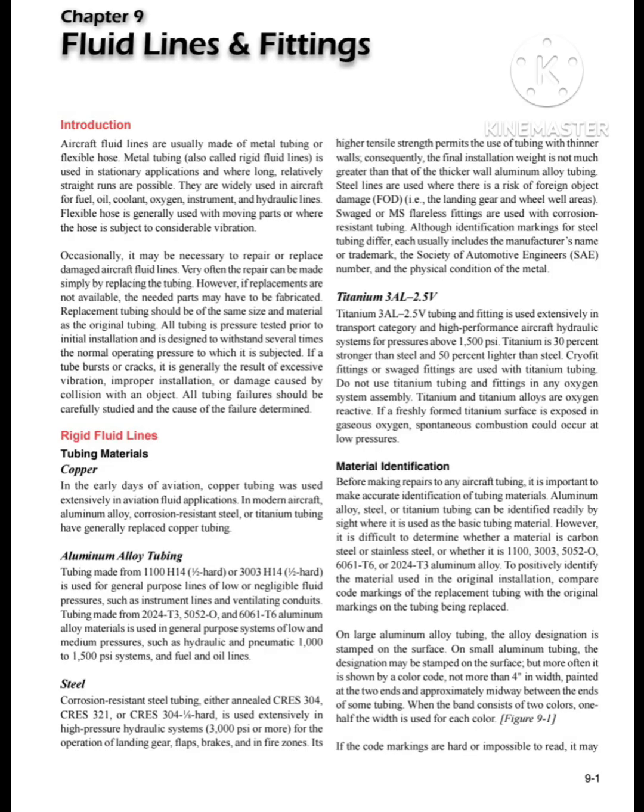Corrosion resistant steel tubing, either annealed CRES 304, CRES 321 or CRES 304 half hard, is used extensively in high pressure hydraulic systems of 3000 psi or more for the operation of landing gears, flaps, brakes, and in fire zones. Its higher tensile strength permits the use of tubing with thinner walls. Consequently, the final installation weight is not greater than that of the thicker wall aluminum alloy tubing. Steel lines are used where there is a risk of foreign object damage, FOD, that is, the landing gear and wheel well areas.